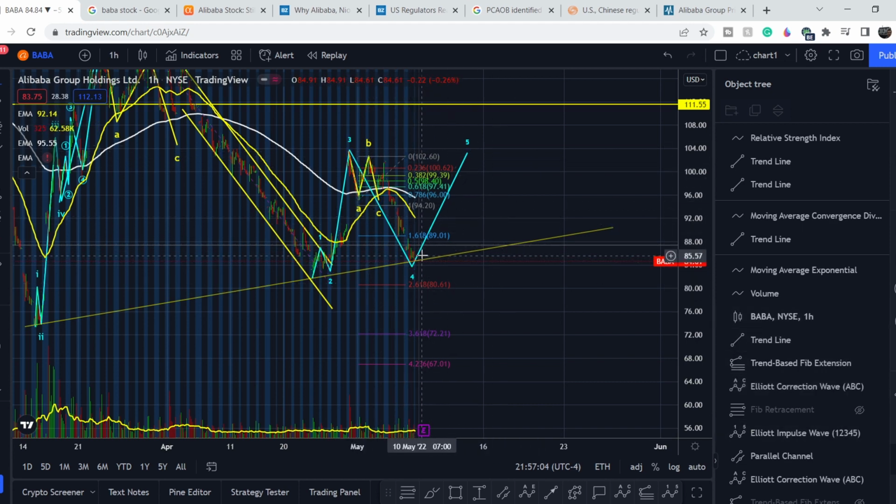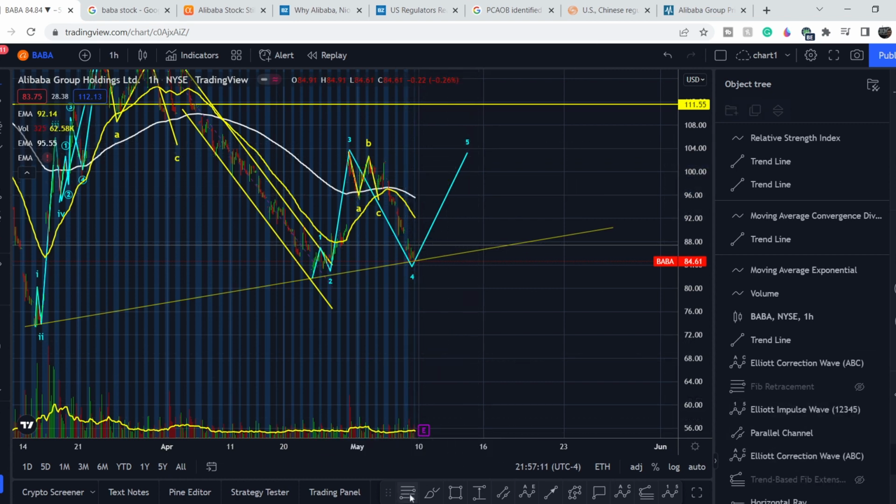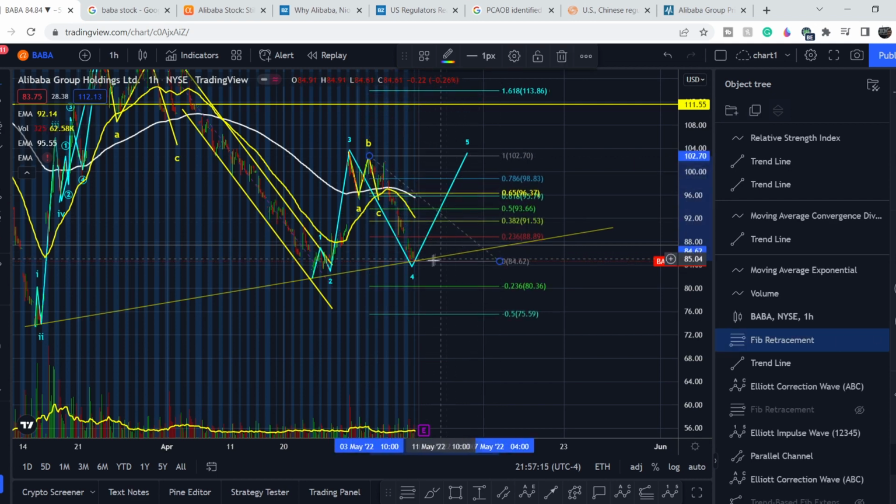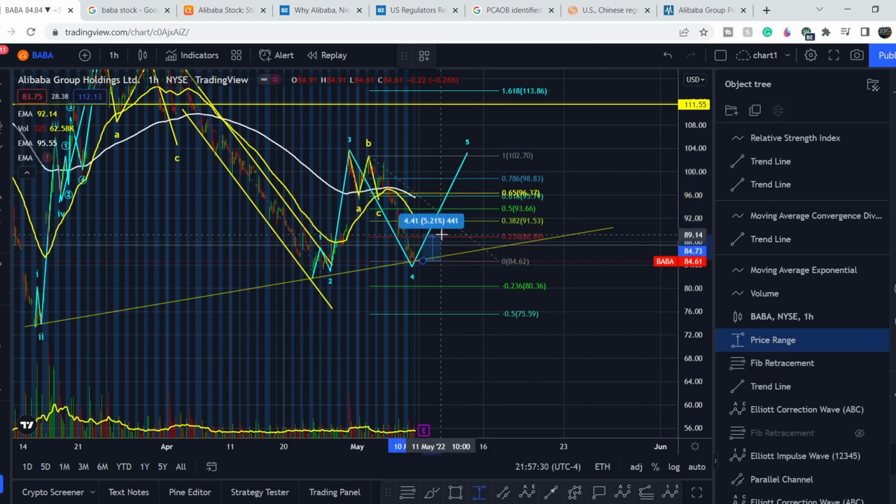To measure this bounce, if we don't go lower, let me clean the chart a little bit, we have to pull the Fibonacci retracement tool from this swing high to this swing low. The upside potential for this bounce might be from the current range up to 5% to the first range of 0.236, which is the price point of $88.89. The next range is right here at 0.382 at $91.53, and to this range we have about 8% of upside potential.